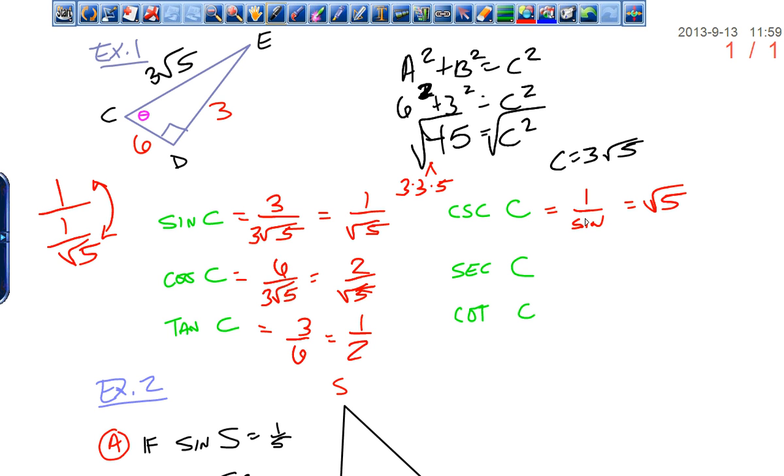All right. What about secant of C? Square root of 5 over 2. That is the hypotenuse over the adjacent. It's the 1 over cosine. And then lastly, cotangent. 2. Adjacent over opposite, so 2 over 1. Where are you getting the 2 from? We did tangent, just flipping. So 6 over 3. 6 over 3 reduces down to 2 over 1.